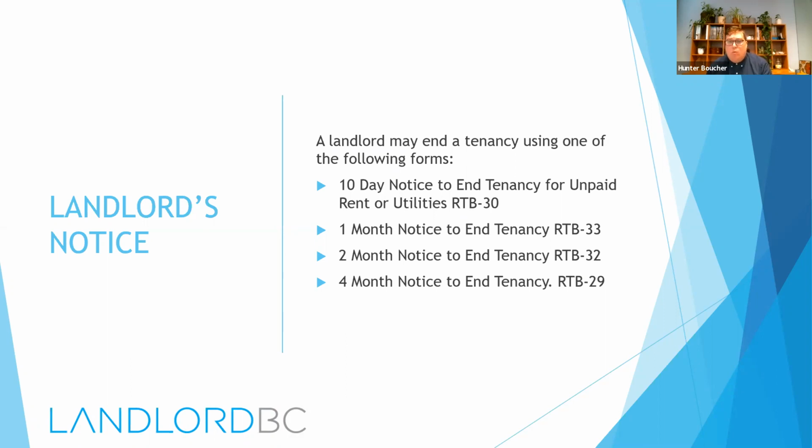So when we look at these notices, there's 4 notices that we're going to look at. One is the 10-day notice to end tenancy for unpaid rent or utilities, RTB 30. All the forms, of course, have numbers on the Residential Tenancy Act, so you can match it up to make sure it's the right form, but the titles are also pretty explanatory. There's the 1-month notice to end tenancy, 2-month notice to end tenancy, and the 4-month notice to end tenancy.